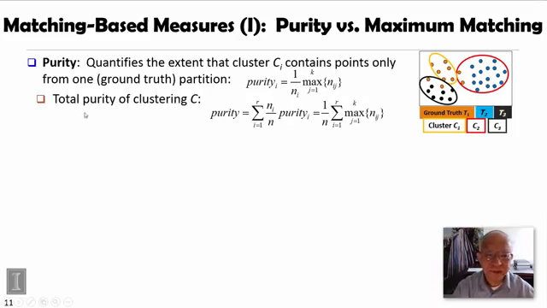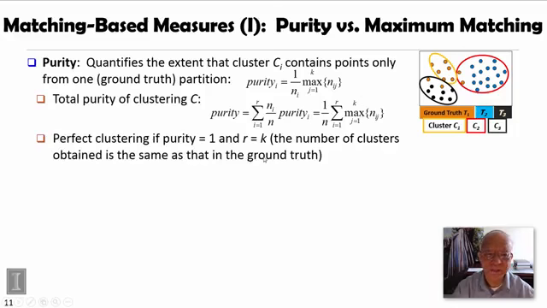Then what is the total purity of the whole clustering, C? Essentially, suppose you have R clusters, each one's purity gets its corresponding proportion, and you add them together, so that's the total purity. Or you can transform this formula easily into this one. Of course, the perfect clustering is the case when the purity is 1. That means everything is very pure, and the number of clusters you obtained is the same as the number of groups in the ground truth.